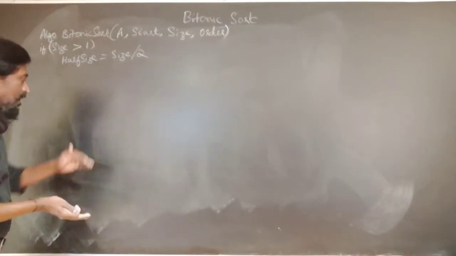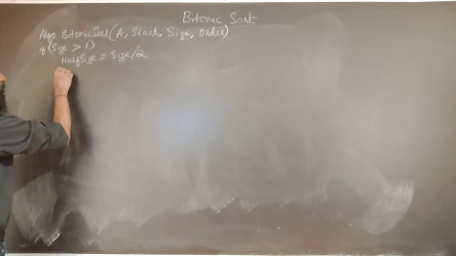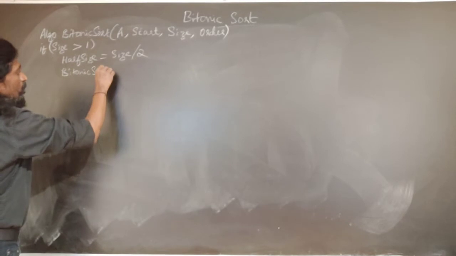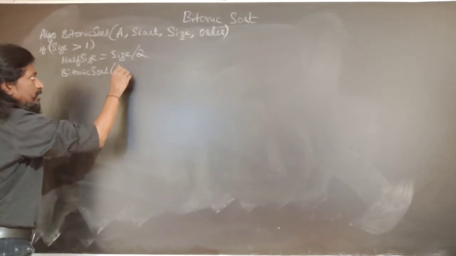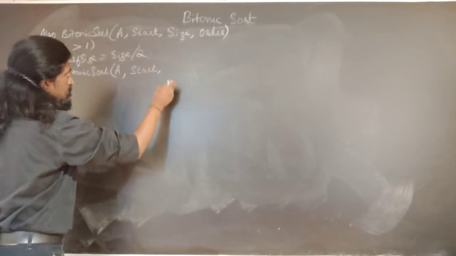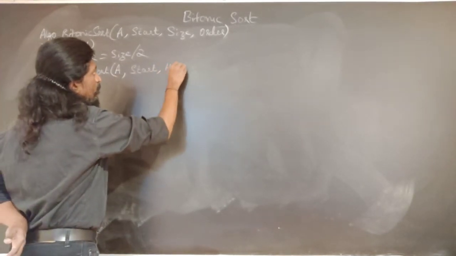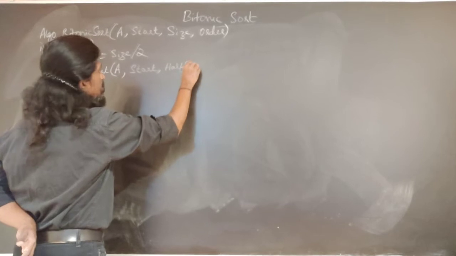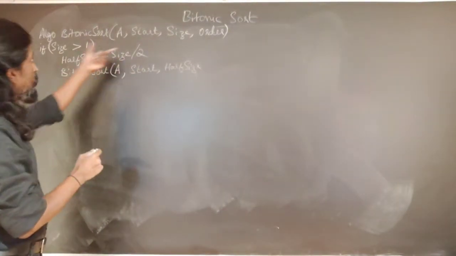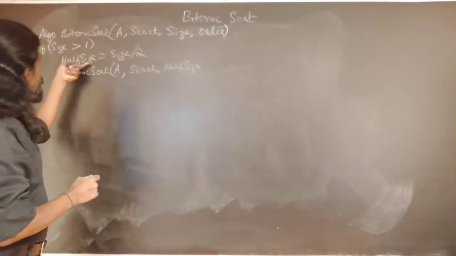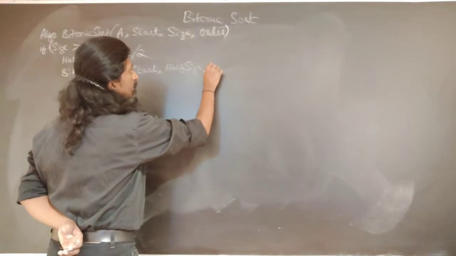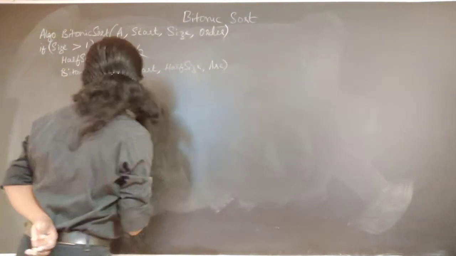Then we are going to sort the upper half using the same logic in ascending order. Bitonic sort the elements of the array A, which starts from the index start and which is of size half size. Not all the n elements, we are taking only half the number of elements. So if the number of elements is 8, half size will tell that you need to sort only 4 elements, the upper half of the elements in ascending order.